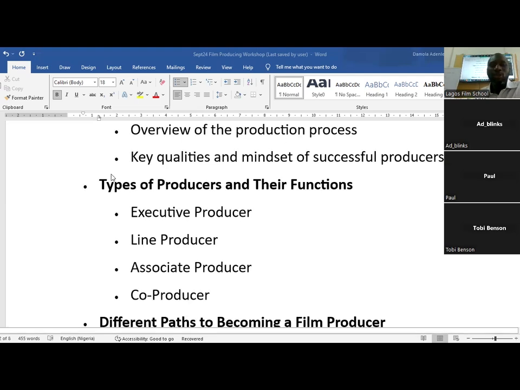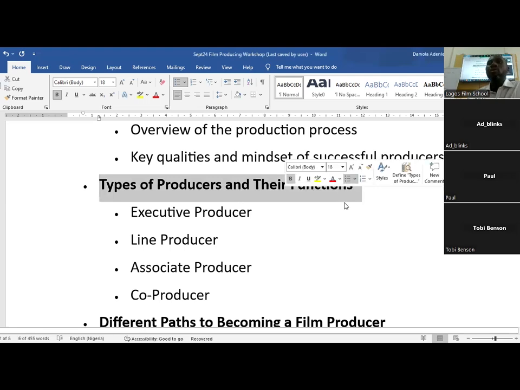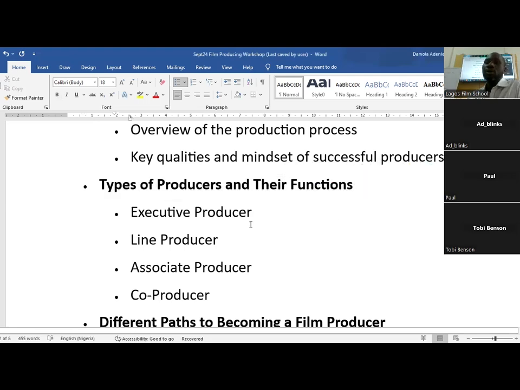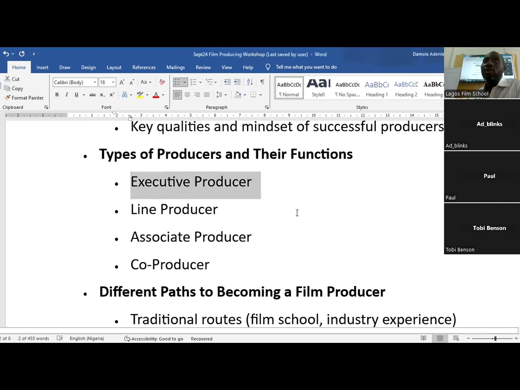All right, so now let's go to types of producers and their functions. We've introduced two of the kinds of producers, the executive producer. Now we know who the executive producer is, the financier of the film. It has little or no creative or administrative control on the film.